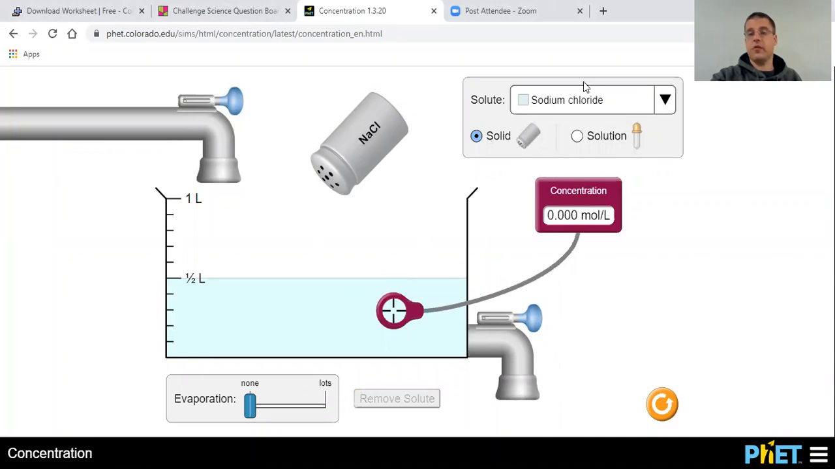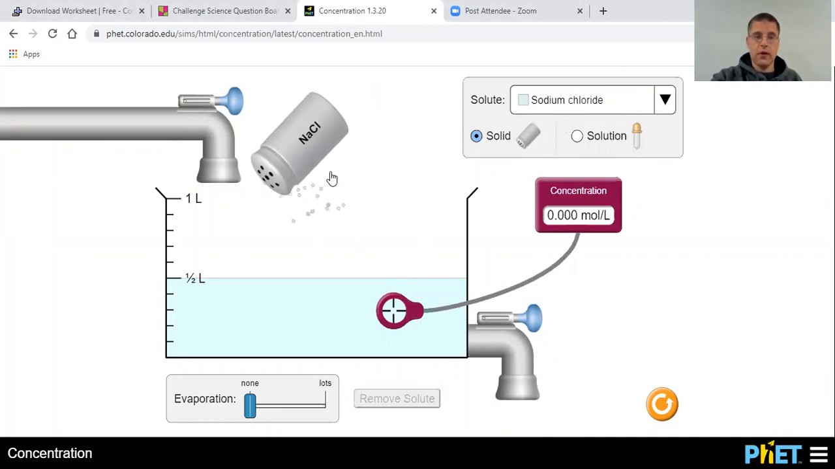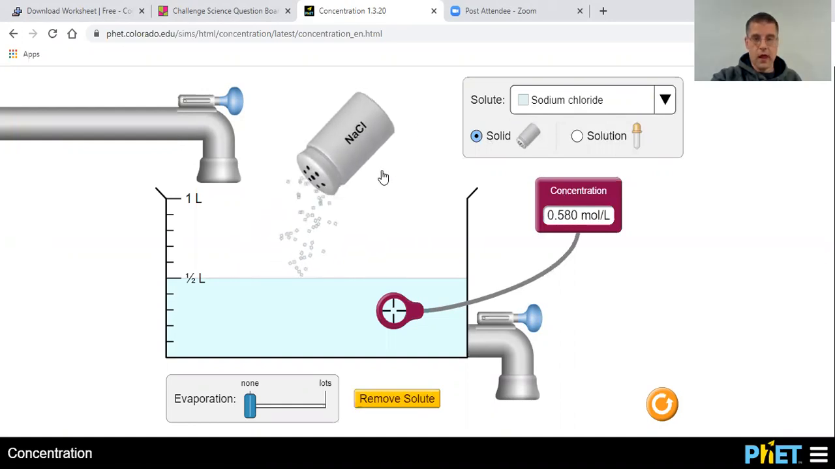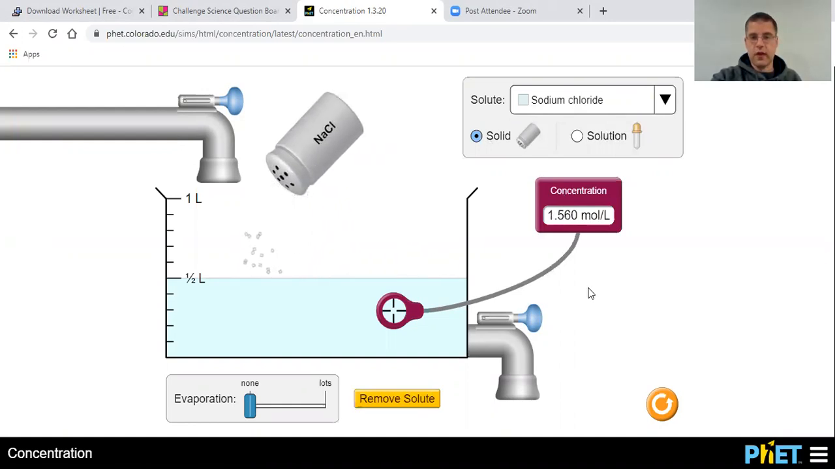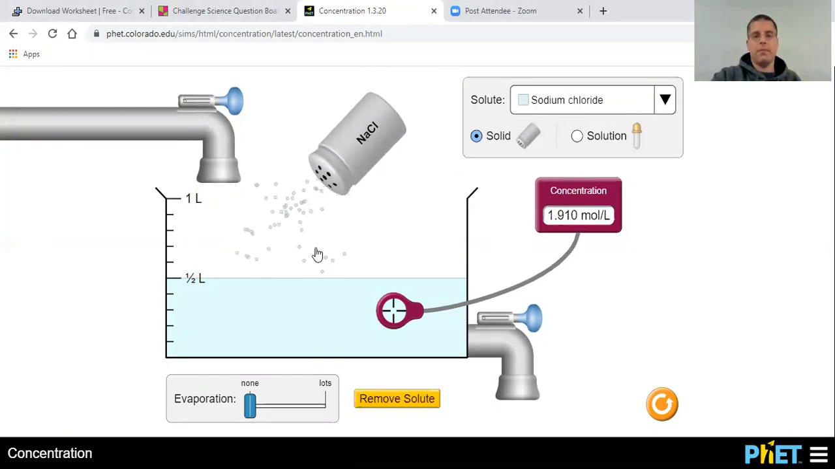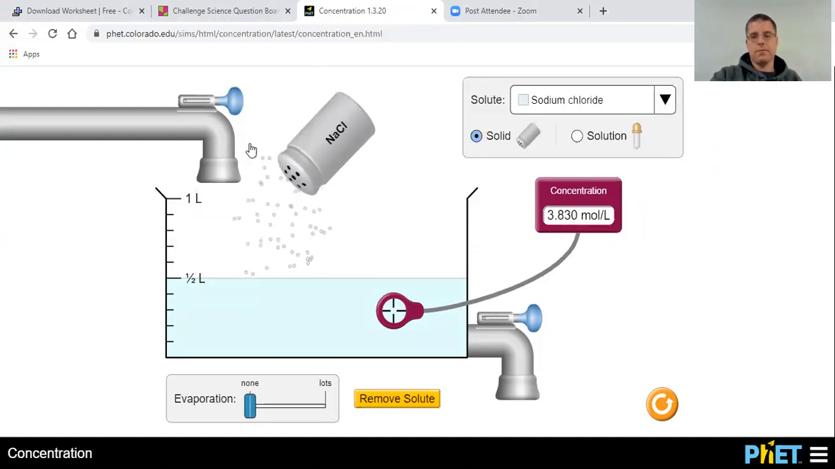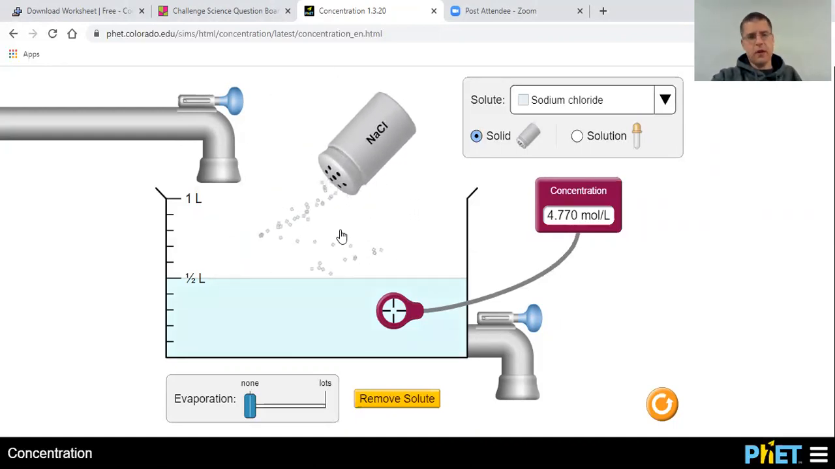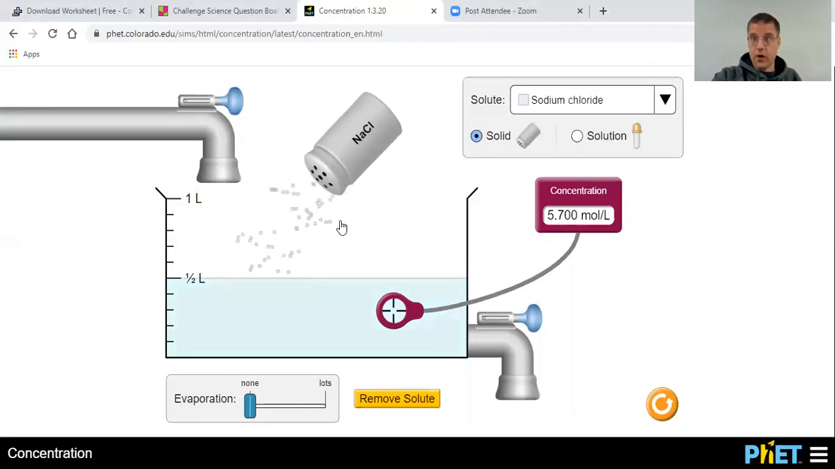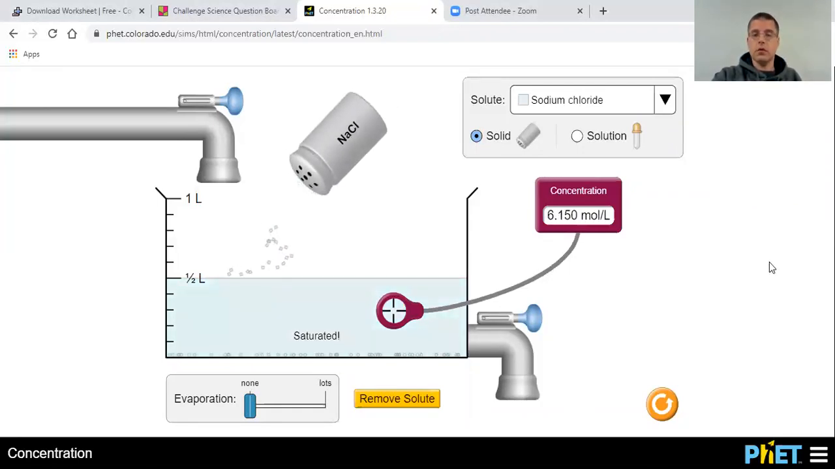Okay, let's see how soluble this is. Now, what do we know about sodium chloride? It's an ionic compound. It's going to dissociate. Let's take a look. Same idea. So right now, saturated or unsaturated? It's unsaturated because we're increasing the moles of solute while keeping the same amount of solution. Keep in mind, it's under the same conditions, same quantity of solvent, water.